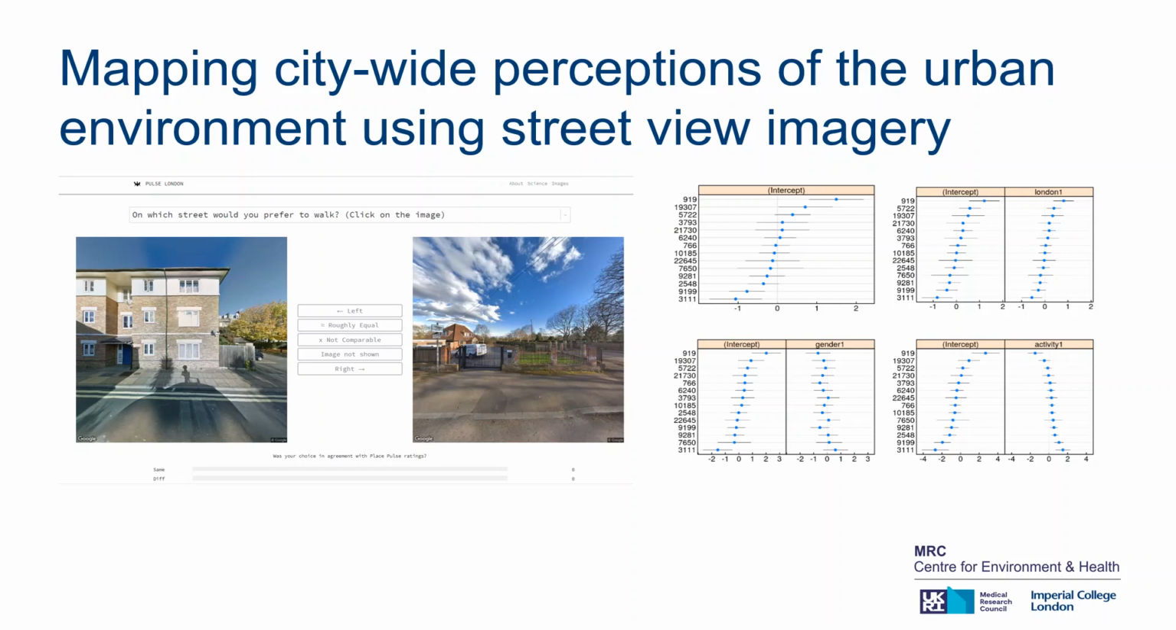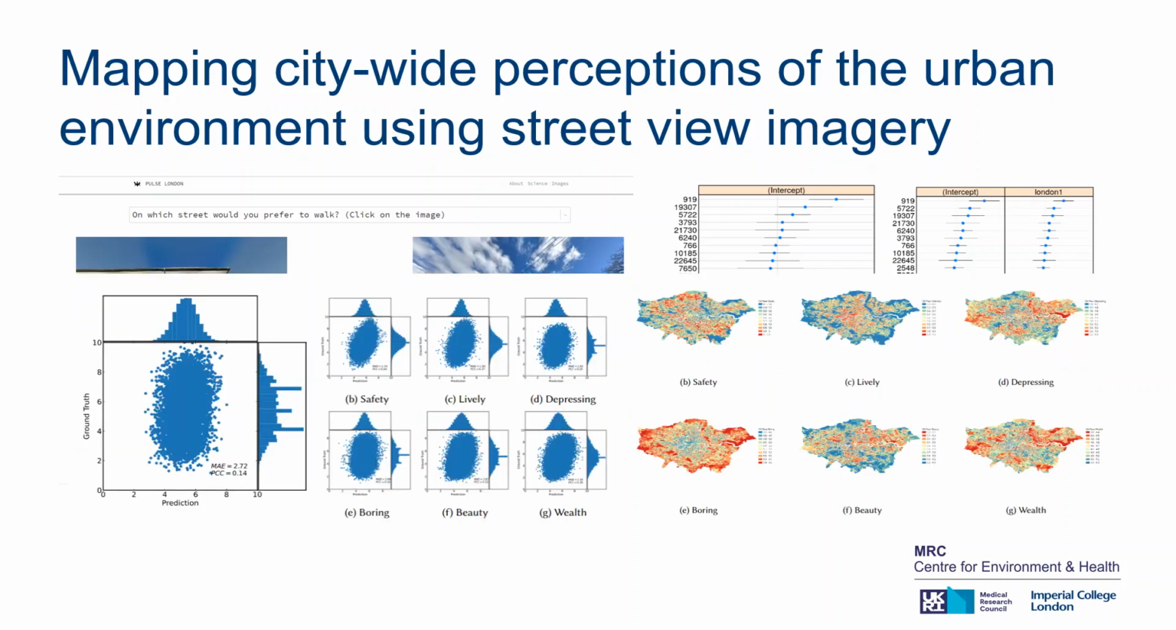And I'll also introduce you to my own research, where I use Google Street View images to map citywide perceptions of the urban environment. I built an app for users to decide which image they prefer to walk. From that, we can look at different demographics' choices, stratified by groups, such as whether they're from London or not. And I built a deep learning model to predict high and low walkability as ranked by the image pairwise games. From that, I was able to map perceptions of safety, lively, depressing, boring, beauty, wealth, and walkability across London.